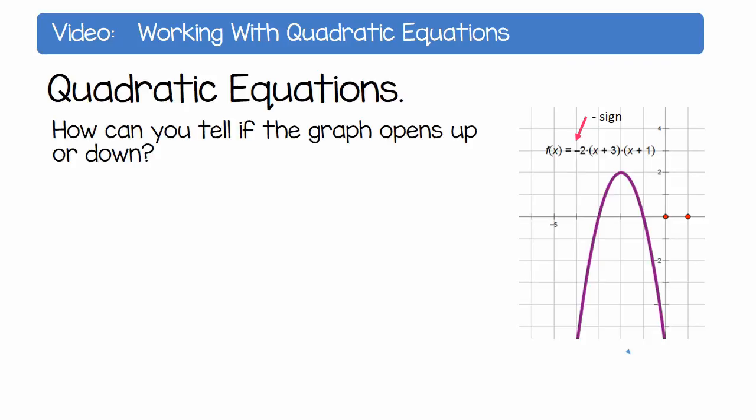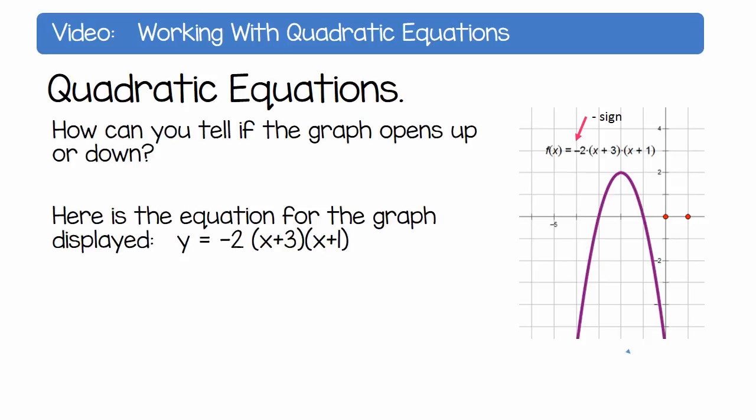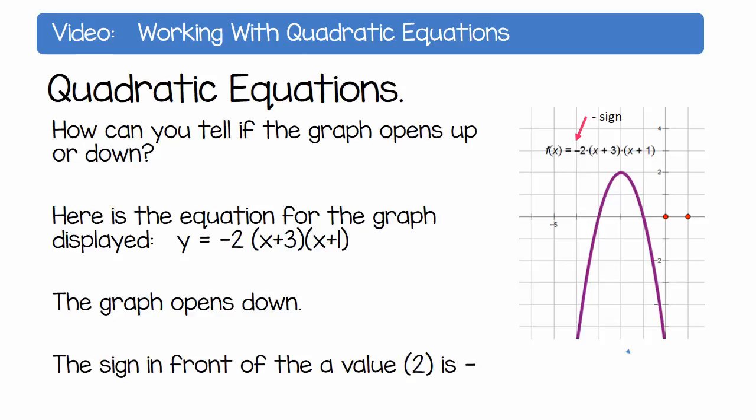Now, look at this example. Here is the equation for the graph displayed. Y equals negative 2(x plus 3)(x plus 1). The graph opens down. If we look closely, we see the sign in front of the a value 2 is negative. A clue.